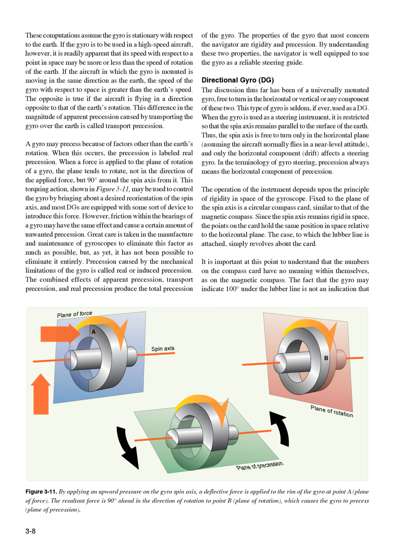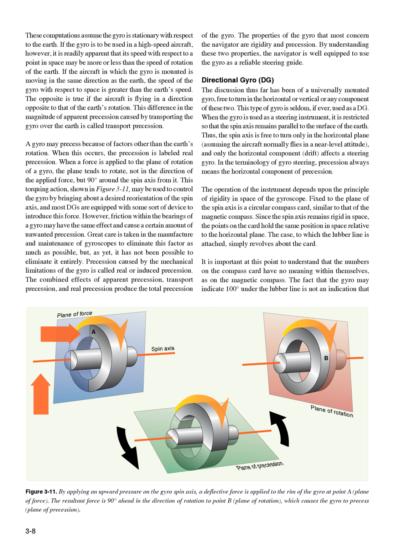If the aircraft in which the gyro is mounted is moving in the same direction as the Earth, the speed of the gyro with respect to space is greater than the Earth's speed. The opposite is true if the aircraft is flying in a direction opposite to that of the Earth's rotation. This difference in the magnitude of apparent precession caused by transporting the gyro over the Earth is called transport precession. A gyro may precess because of factors other than the Earth's rotation. When this occurs, the precession is labeled real precession.